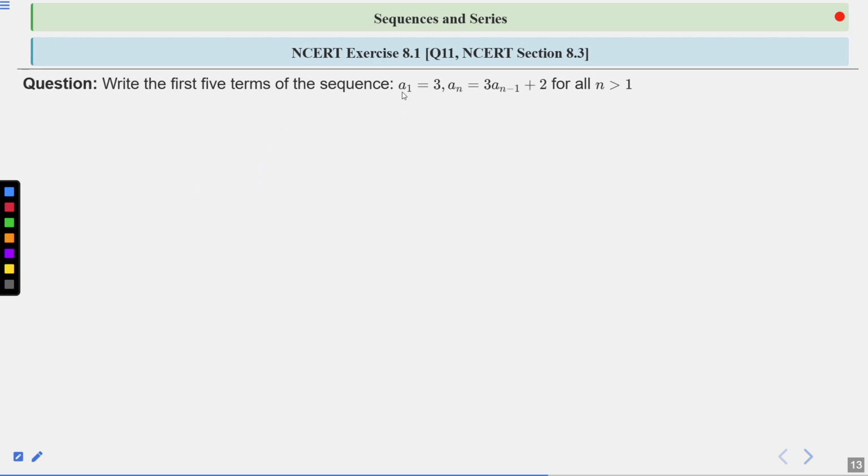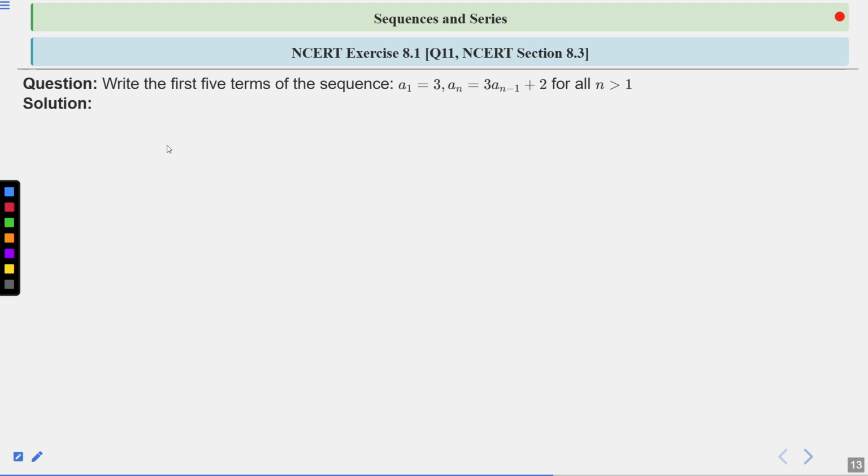This, the first term of your sequence is given to us, 3, and we are given a rule in order to find the nth term. So this is your recursive sequence. So the nth term depends on the previous terms. So the nth position term is simply 3 times the just previous term plus 2. So in this, find the first 5 terms.